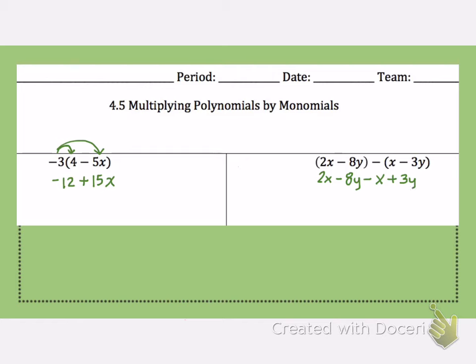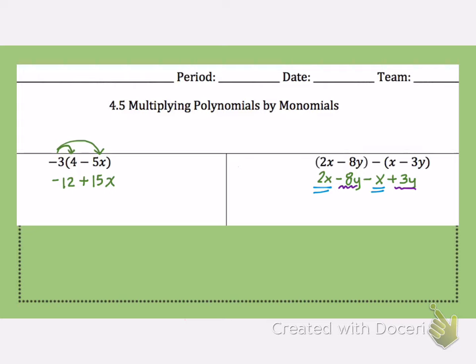And then I want to focus on my like terms. I can only add or subtract like terms. So same variable to the same power with same variable to the same power. So I have like terms in the 2x and the negative x, and I have like terms in the negative 8y and the 3y.